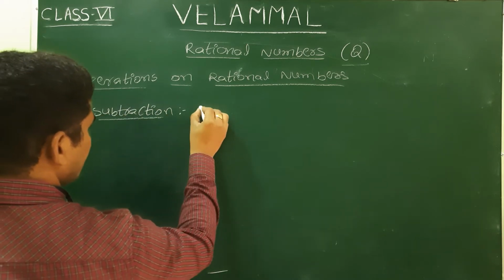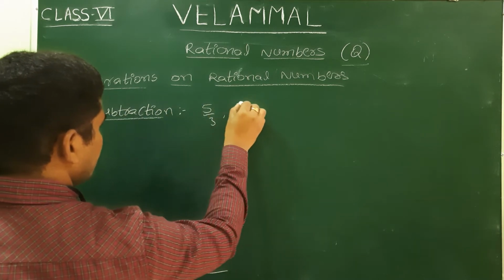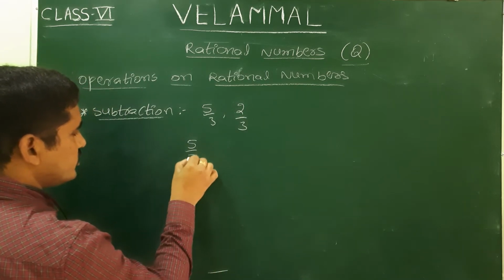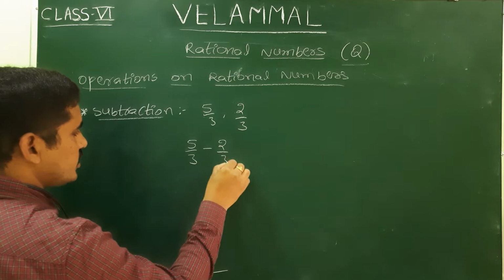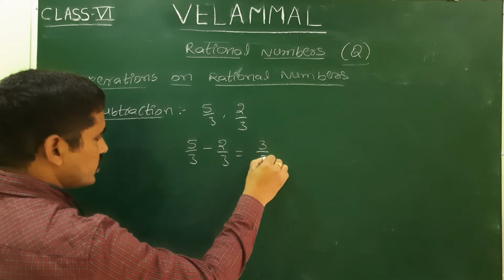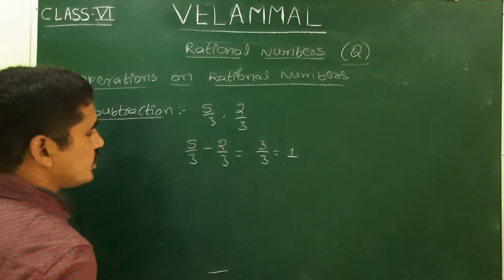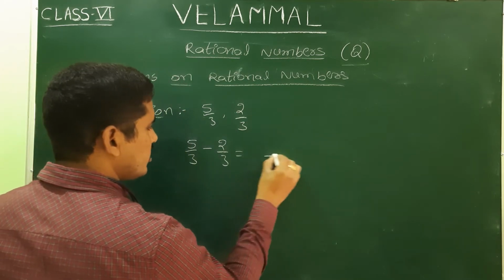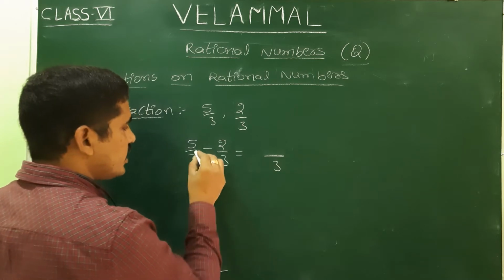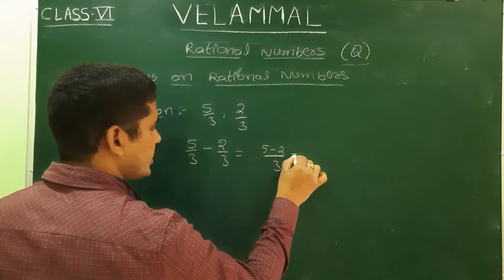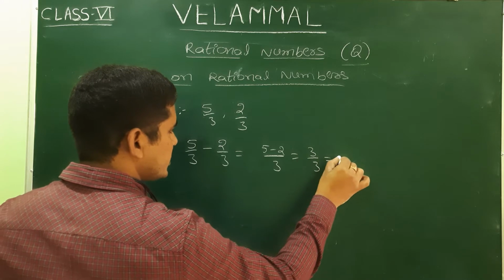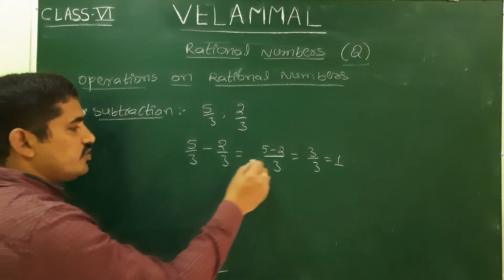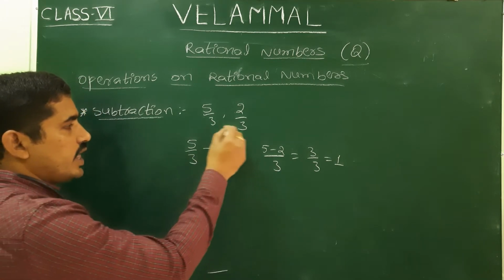See, for example, we have a fraction as 5 by 3 and another one as 2 by 3. Then the subtraction of the two can be taken as 5 by 3 minus 2 by 3 is equal to 3 by 3, that is equal to 1. How will we get 3 by 3? It is nothing but, we take the common denominator, and then write 5 minus 2, that is 3 by 3, which we say is 1. It is the subtraction of two like fractions.